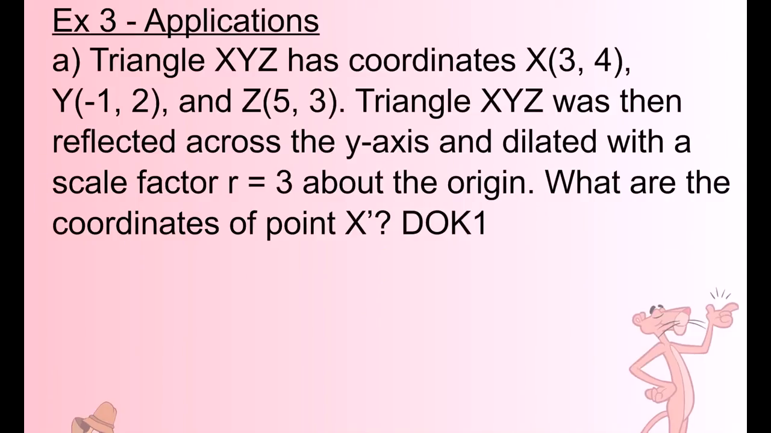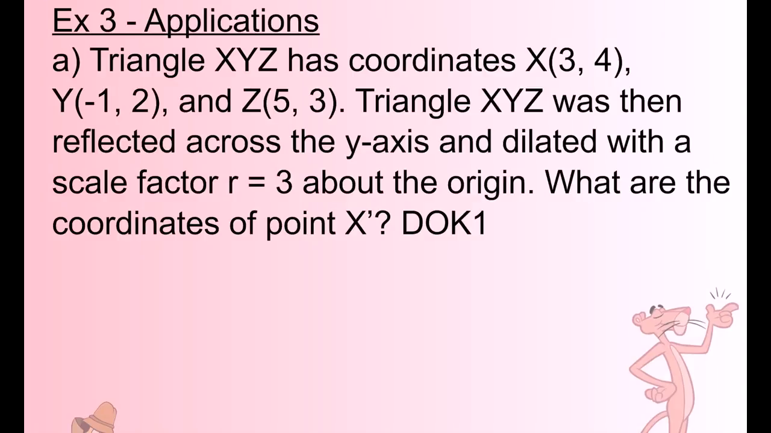All right, some applications. We have here triangle XYZ with coordinates X is 3, 4, Y is -1, 2, and Z is 5, 3. Triangle XYZ was then reflected across the y-axis and dilated with a scale factor of 3 about the origin. What are the coordinates for point X prime?